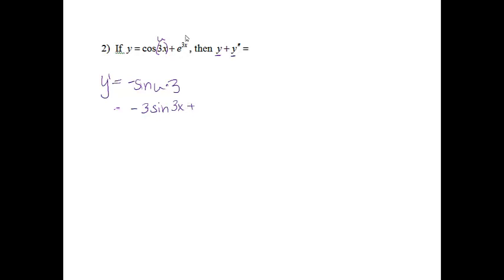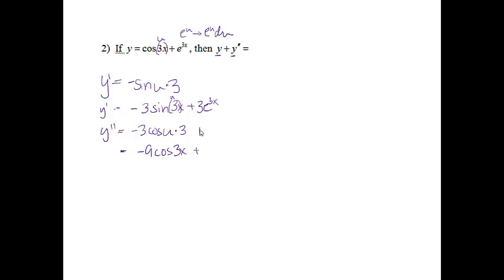Okay, and then plus, this is e to the u, and the derivative of that will be e to the u du. So we'll get e to the 3x times 3. And then from here, that was y prime. I need to get to y double prime. So y double prime will equal, again on this one, I'm going to do the chain rule. The derivative of negative 3 sine u would be negative 3 cosine u. And once again, times the derivative of the u, which would be 3. And that will reduce to negative 9 cosine of 3x.